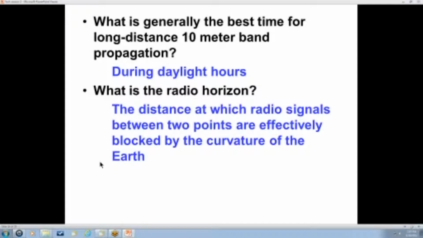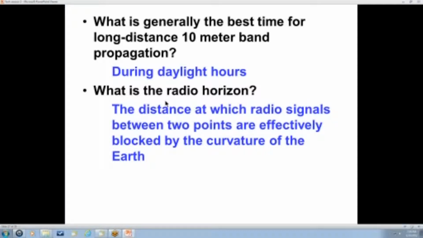What is generally the best time for long-distance 10-meter band propagation? It's during the daylight hours. And this is a neat thing. As technicians, you'll have access to voice communications in the 10-meter band. And right now and for about the next year, 10 meters is going to be a really good band in the daytime for long-distance communication.